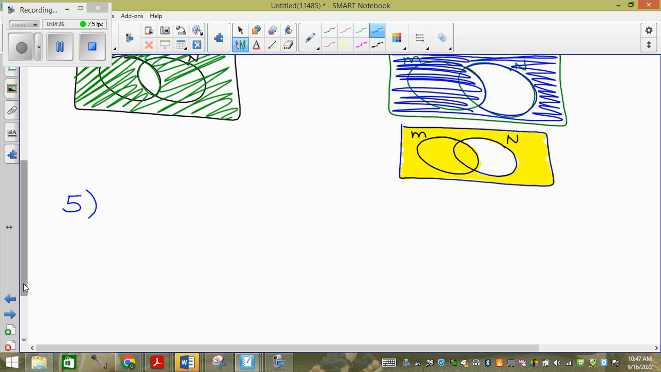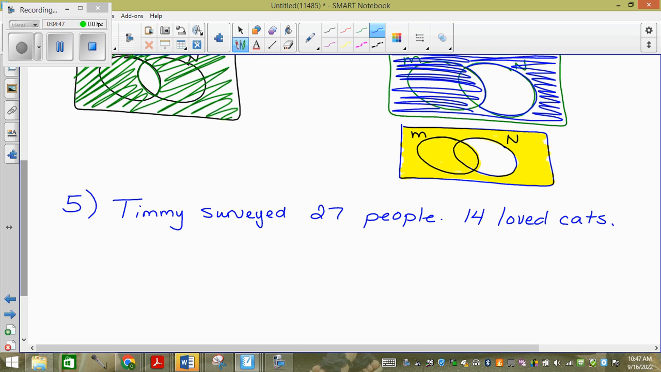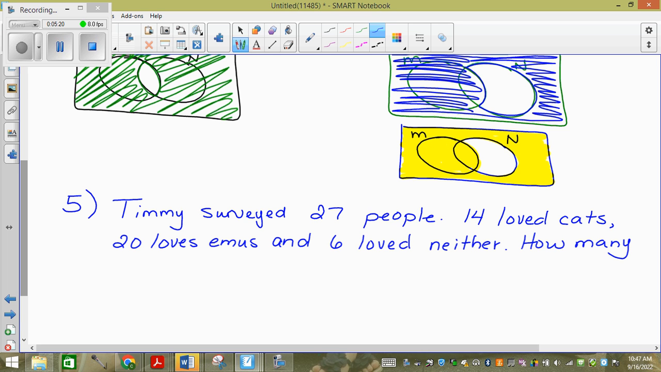Number 5. Timmy surveyed 27 people. 14 loved cats. 20 loved emus. And, not 3, that's more than 3, we'll say 6 loved neither. How many people loved emus only?